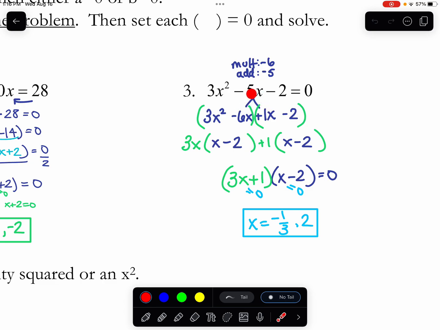So we're going to split this middle term. Negative 5x is negative 6x plus 1x, right? Negative 6x plus 1x is negative 5x. So we haven't changed the expression. We've just split the middle term.